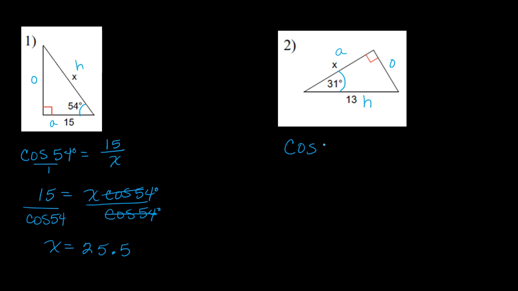So the cosine of 31 degrees is equal to your adjacent length divided by your hypotenuse length. We're going to cross multiply. So x is already isolated. So in our calculator, 13 times cosine 31, and I get about 11.1. So the adjacent side is about 11.1.